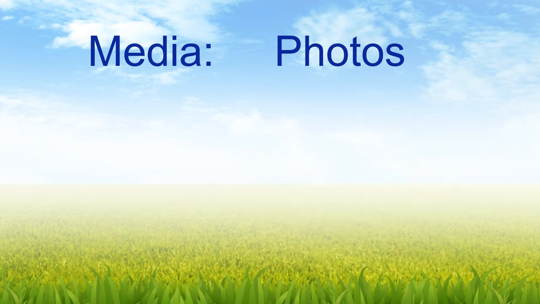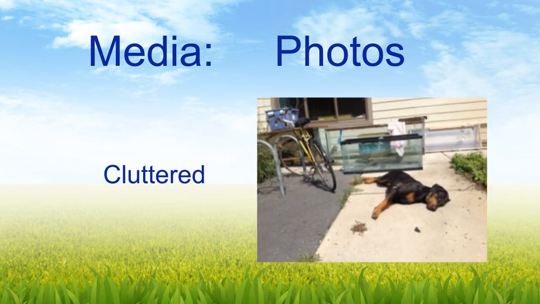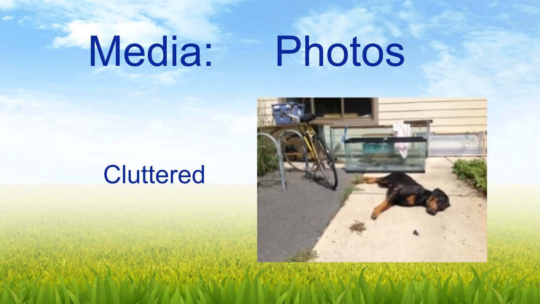And then two last things. You don't want a cluttered photograph. You see an example here of a dog laying with a lot of junk just laying around it. So you're not sure what the photograph is about. Is it the aquarium? Is it the bicycle? Is it the dog? It distracts from what the viewer is trying to understand.